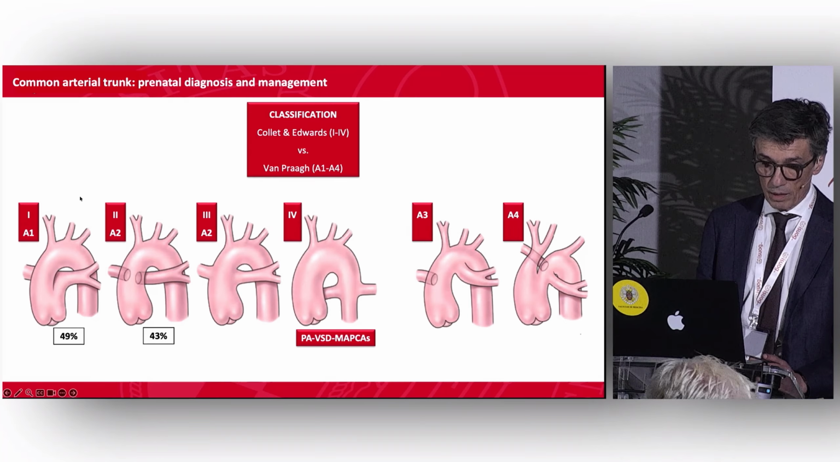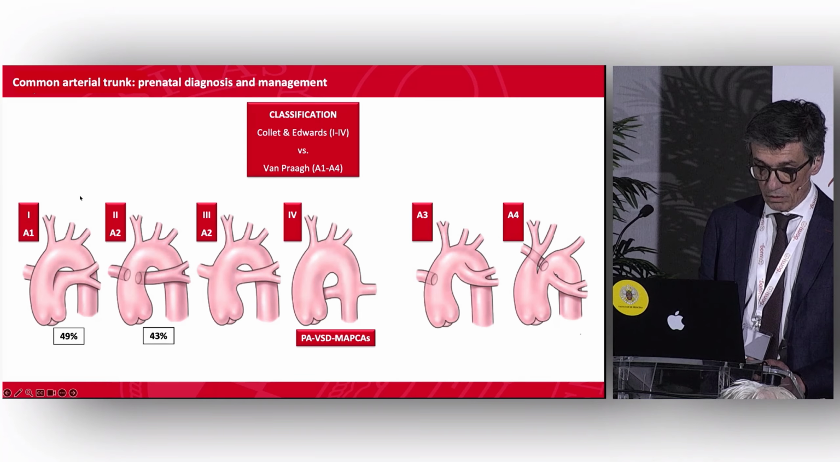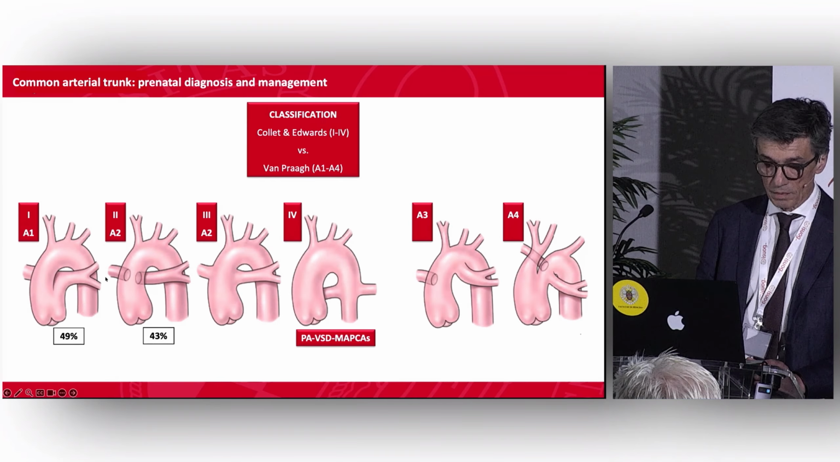Type 1 of the Collett and Edwards classification, type A1 of the Van Praagh classification, accounts for almost 50% of all cases of common arterial trunk. There is a common arterial trunk that gives rise to the aorta, and a pulmonary trunk that gives rise to both pulmonary branches.